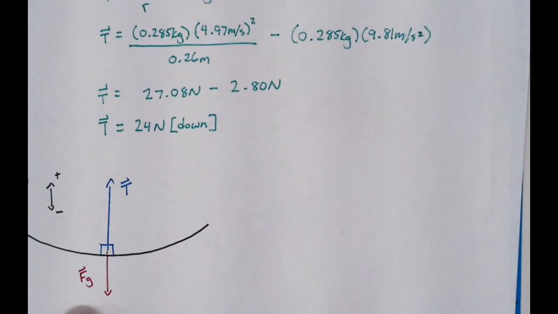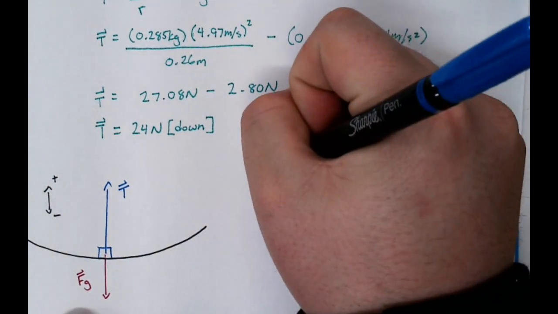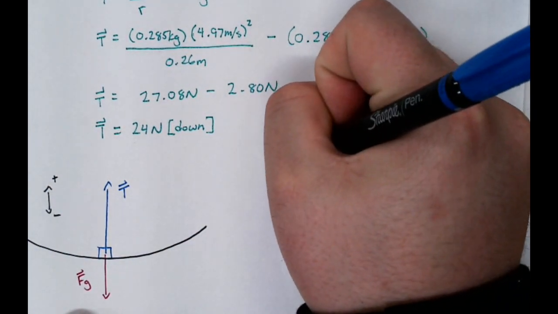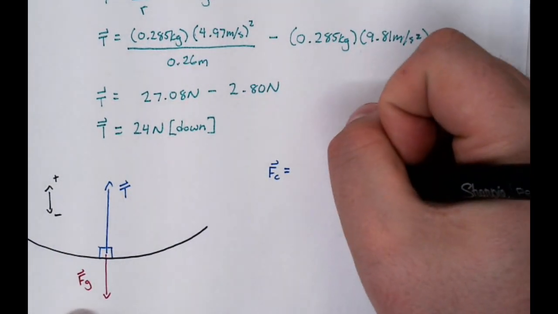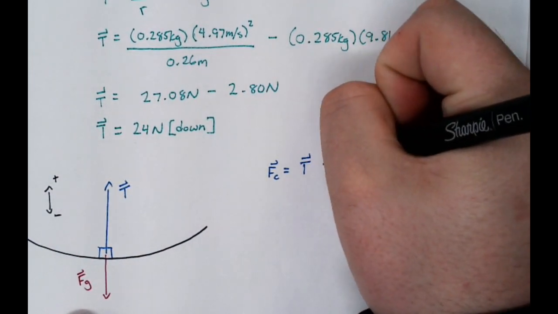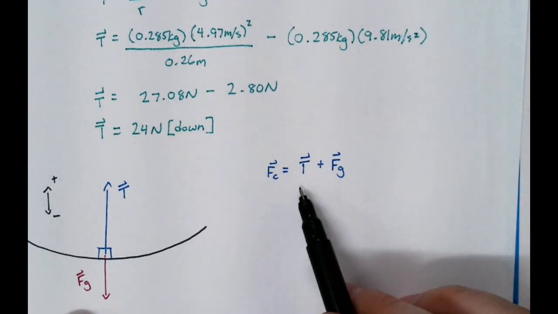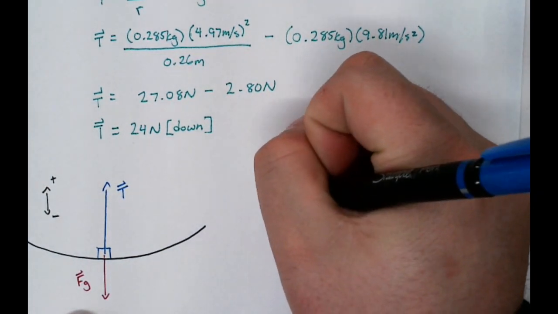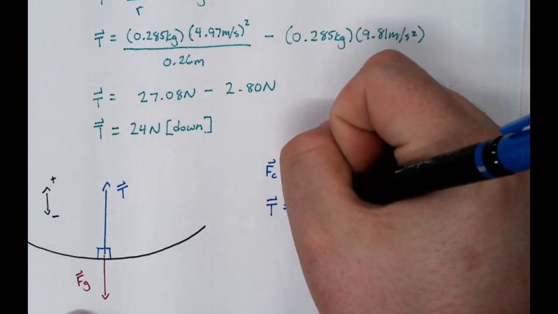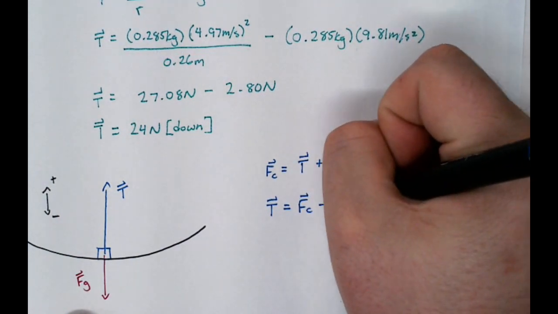So we are going to again have our centripetal force as our net force, and all of the forces acting on it are going to give us our centripetal force. So we're going to have the force due to tension plus the force due to gravity. We're wanting to solve for tension, so we'll rearrange. Tension is equal to centripetal force minus the force due to gravity.